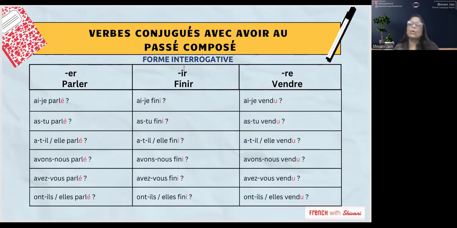Now, this is à la forme interrogative. Interrogative, pardon. Ai-je parlé? Okay. Then, as-tu parlé? A-t-il parlé? Avons-nous fini? Avons-nous vendu? So, this is how you do the inversion thing, okay, with the question in past. Okay. So, you can go through this.